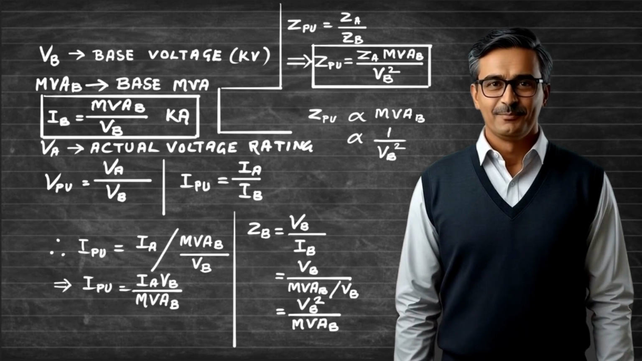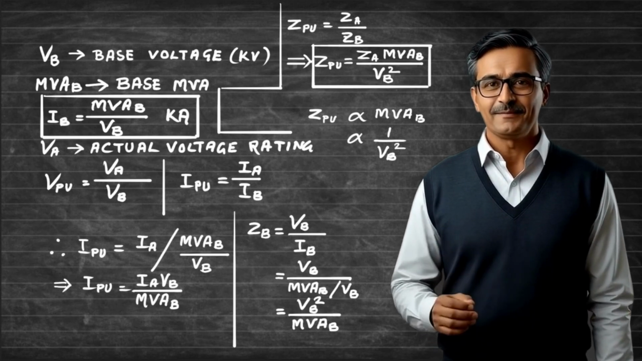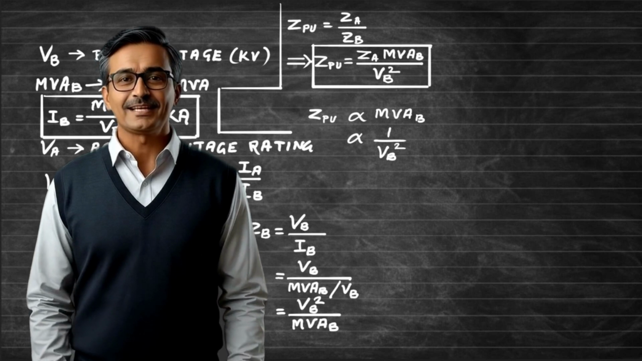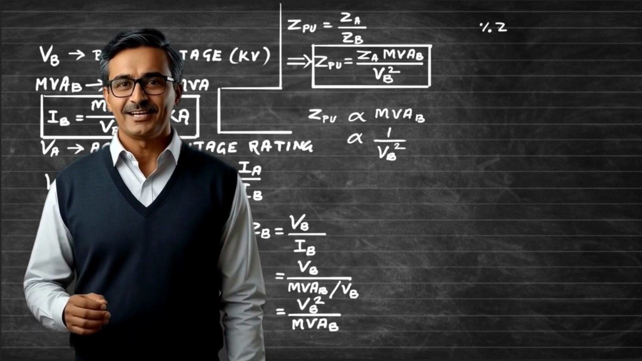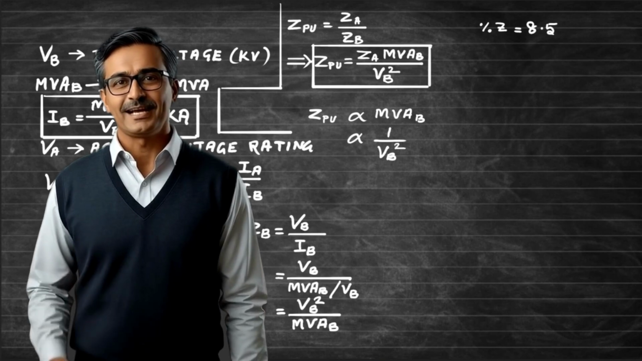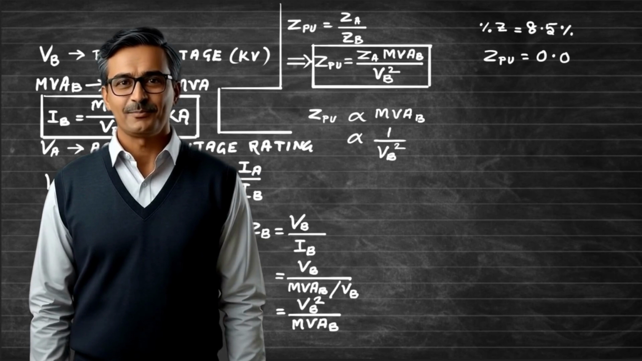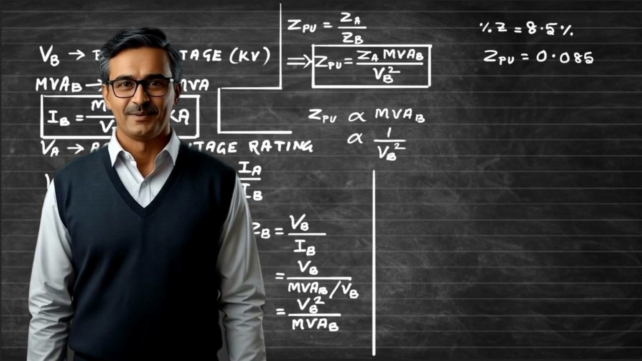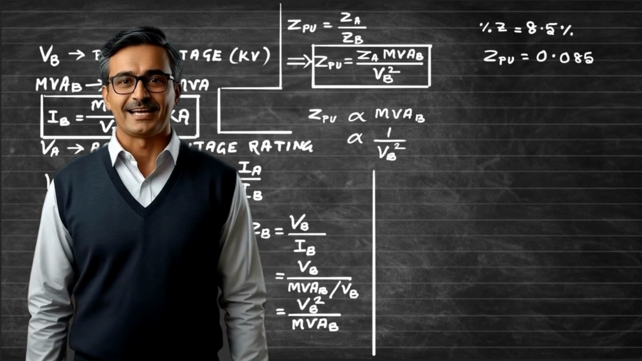Normally, the per unit impedance of various equipments corresponds to its own MVA rating. For example, all transformers are provided with their percentage impedance. Percentage impedance is simply another form of per unit impedance. That means, if any transformer has 8.5% impedance, then the per unit impedance of that transformer is 0.085 per unit, and this 0.085 per unit is calculated based on the transformer's own MVA rating.